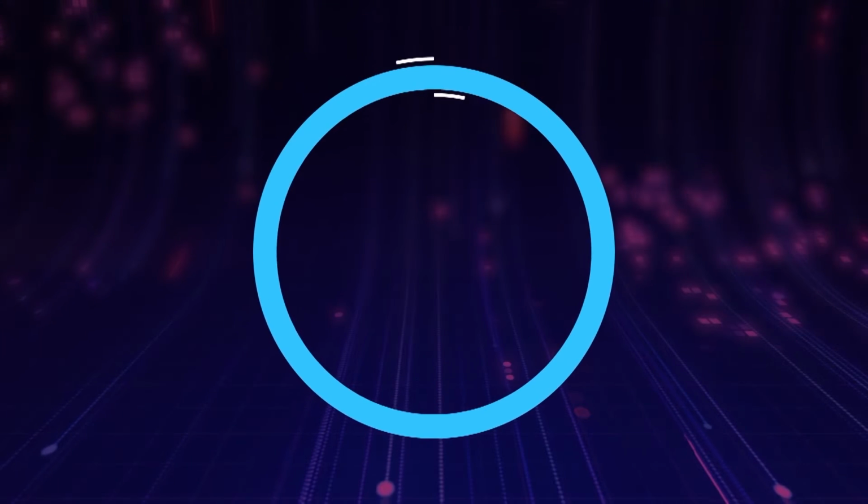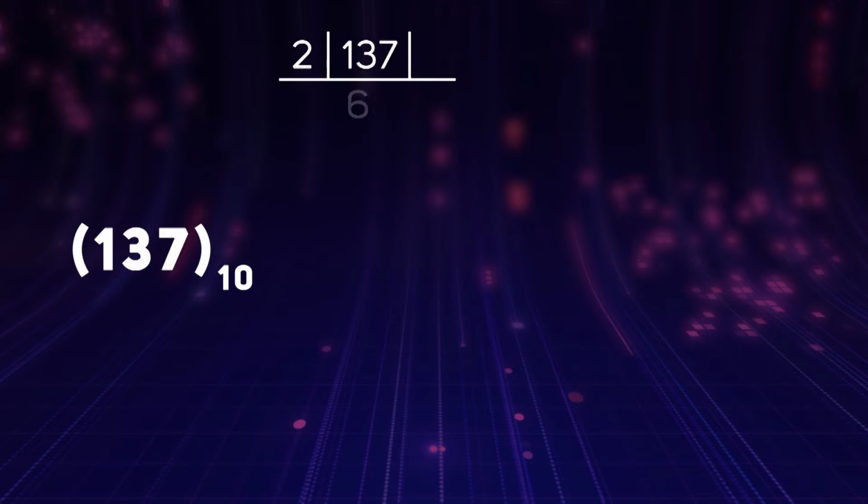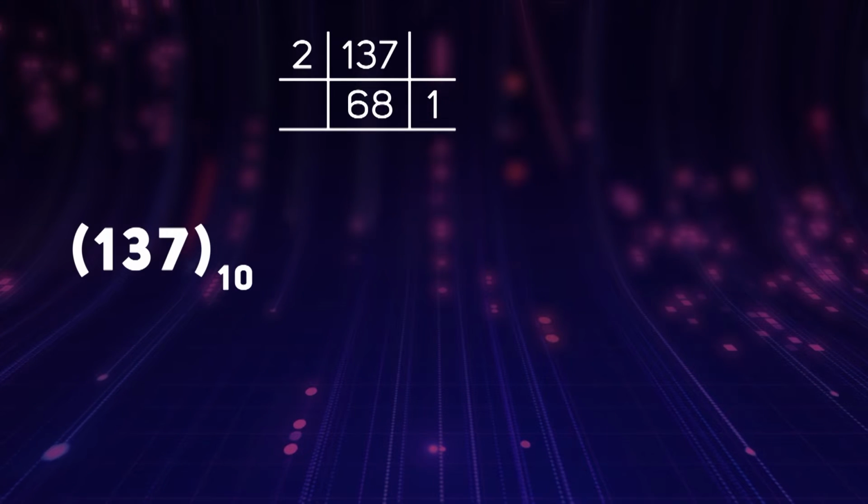The same procedure is applied to convert a decimal number to any base r. To convert to hexadecimal, be careful, because if the remainder is greater than 9, we have to use hexadecimal digits. Let's practice one more problem from decimal to binary. Here the number is 137 to the base 10. Divide by 2, we get the quotient 68 and the remainder as 1. The remainder is stored.